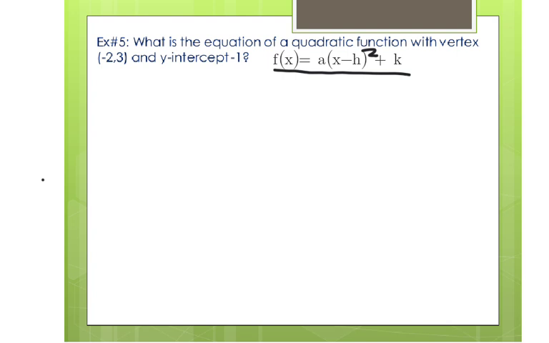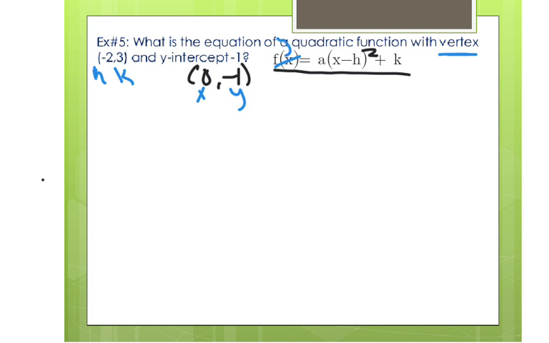So we're going to fill in what we know. The first thing they give us is our vertex. So our vertex is h and then k. So -2 is h and 3 is k. And our y-intercept is -1. If I were to write my y-intercept as an ordered pair, this would be 0, -1. So in terms of my variables, that's my x and that's my y. Remember, f of x is the same thing as y. So let's fill in what we know.